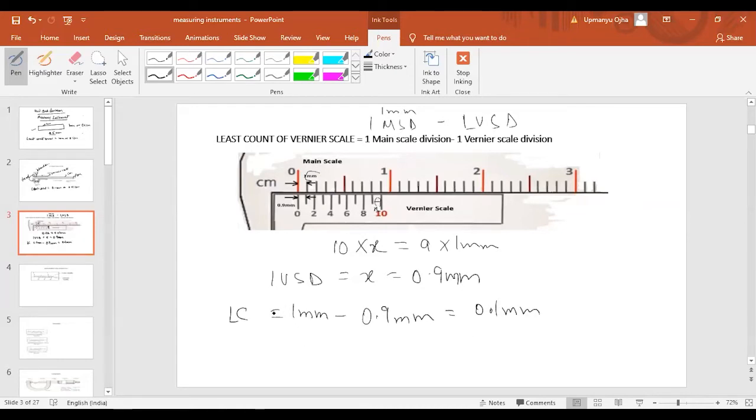scale can measure dimensions up to 0.1 millimeter, which was not possible when we were using the centimeter scale, because in the centimeter scale the minimum measurement which we can do is 1 millimeter. We cannot measure less than 1 millimeter, but with this least count we can measure up to 0.1 millimeter.